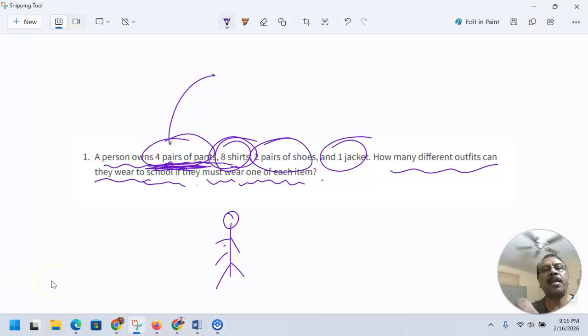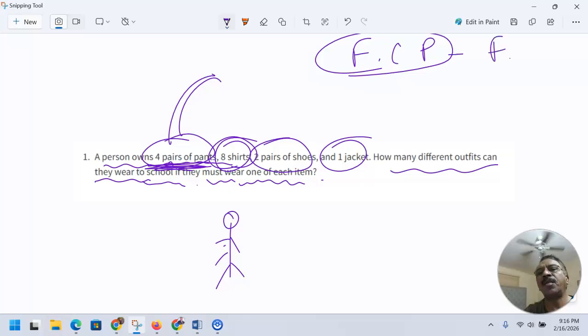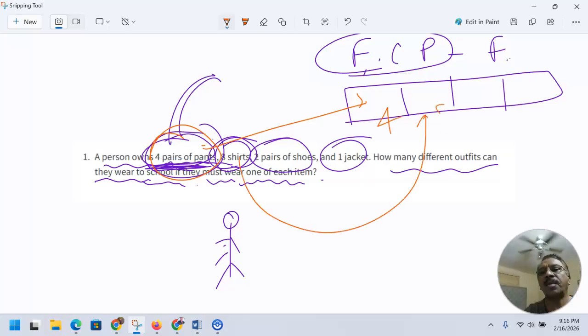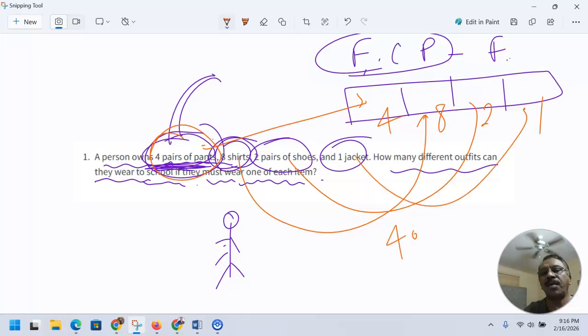So in this example, we can use the fundamental counting principle, the fundamental principle of counting. Here, the first one, we have 4 options for pants. Next you have 8 options, next you have 2 options, and next you have 1 option. So basically, all you do is multiply 4 times 8 times 2 times 1, and you will get 64.